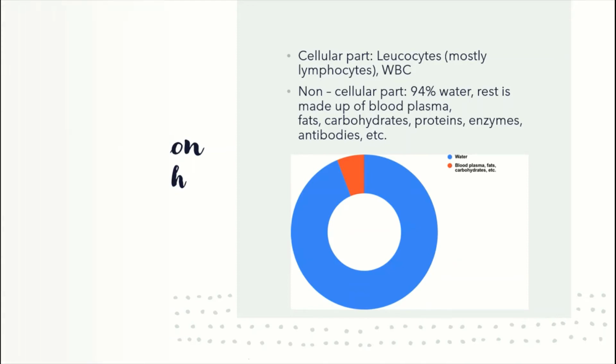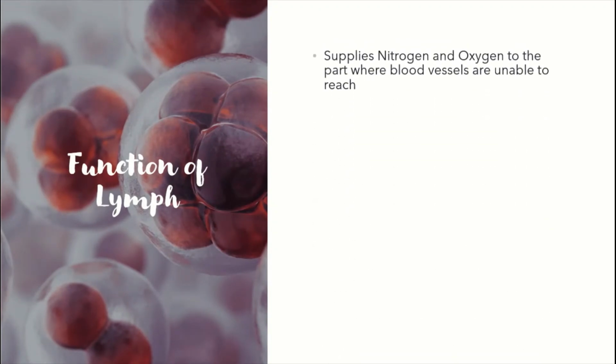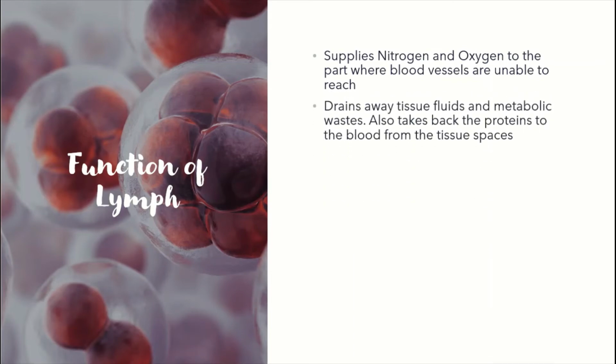So next we have is the function of lymph. The lymph supplies nitrogen and oxygen to our body parts where the blood vessels are unable to reach. It drains away tissue fluids and metabolic wastes, and also takes back the proteins to the blood from the tissue spaces. It absorbs fats in the intestines. Only the lymphocytes and the monocytes present in the lymph do this function.